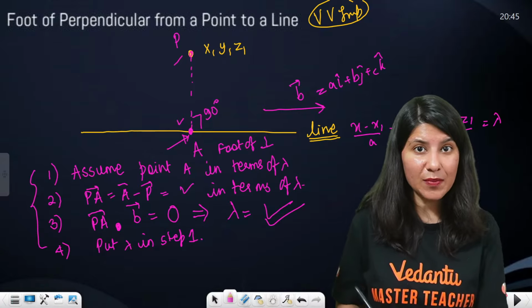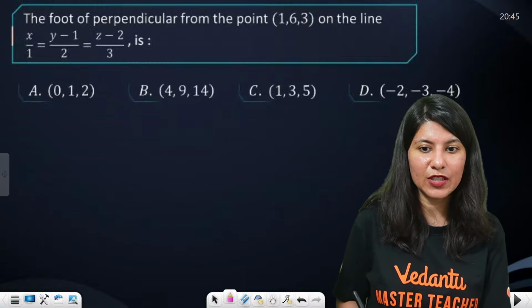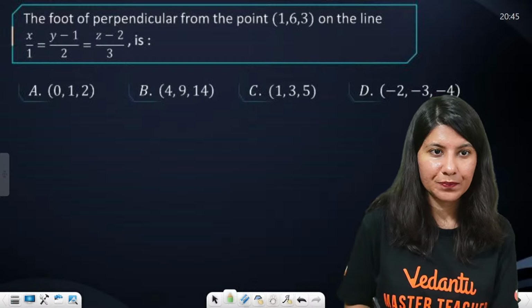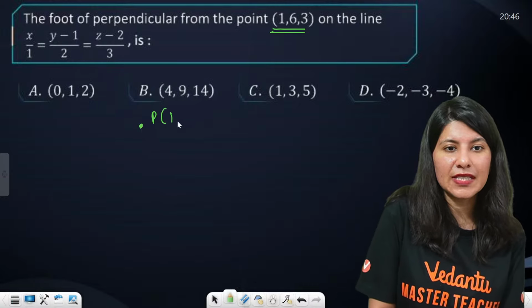Are you getting my point? Yes? Okay, let's do one thing. Let's solve one question. Find the foot of perpendicular from this point on this line. So first of all, point P is (1, 6, 3).